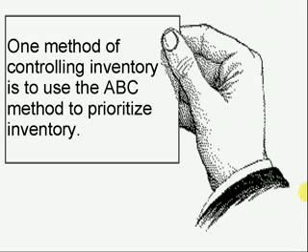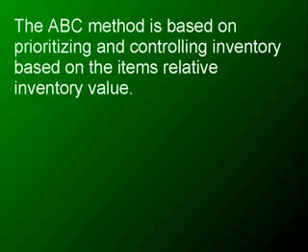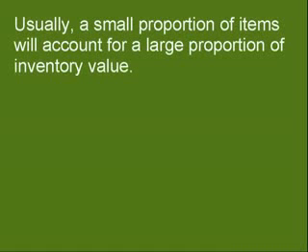One method of controlling inventory is to use the ABC method to prioritize inventory. The ABC method is based on prioritizing and controlling inventory based on the item's relative inventory value. Usually, a small proportion of items will account for a large proportion of inventory value.